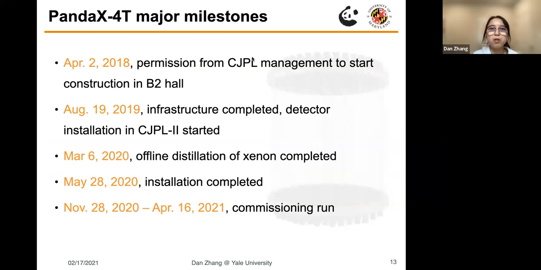And here are the milestones of the PandaX-4T project. Back in April 2018, we had just received permission to start the infrastructure, and it took more than a year to finish it. The offline distillation of xenon and the detector installation went on in parallel for another year. The data I'm going to talk about this time was taken from November 2020 to April 2021. And it's now back in a data-taking phase after around a half-year tritium removal campaign.